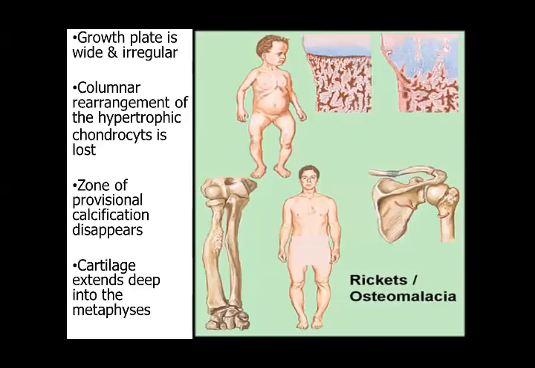You can see the normal versus the affected growth plate in the picture. The columnar arrangement of hypertrophic chondrocytes is lost. That is the microscopic appearance. The zone of provisional calcification is microscopic, but cartilage extends deep into the metaphysis. You can see it right there. Cartilage is going deep into the metaphysis, right? Such haphazard cartilage is there.